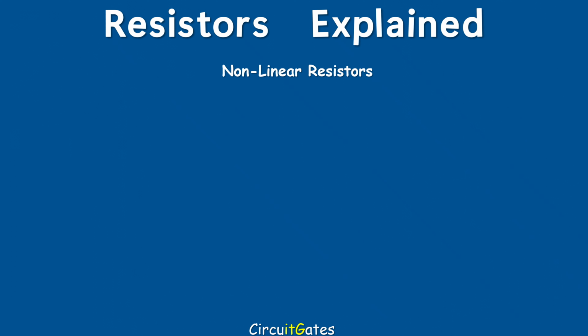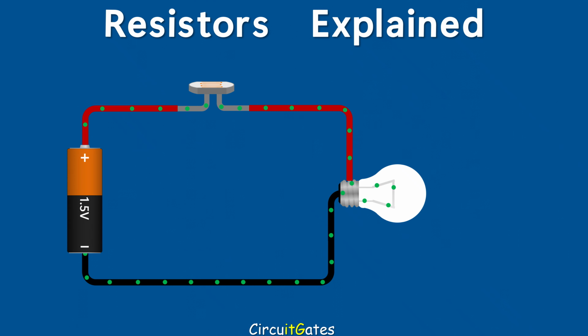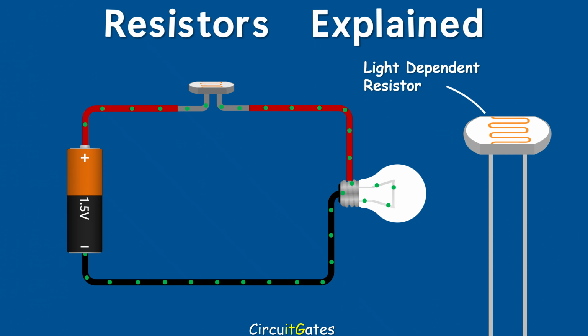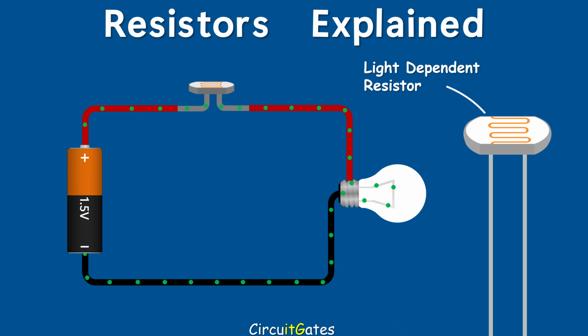Let's look at nonlinear resistors. Nonlinear resistors include light-dependent resistors, thermistors, varistors, and more. Let's look at a light-dependent resistor as an example of nonlinear resistors. A light-dependent resistor is a resistor with resistance value that varies depending on the amount of light falling on its surface. Its resistance decreases as the amount of light falling on its surface increases, and its resistance increases as the amount of light falling on its surface decreases. Light-dependent resistor is said to be a nonlinear resistor because if the amount of light falling on its surface increases, its resistance decreases, resulting in an increase in current while its voltage is not increased.